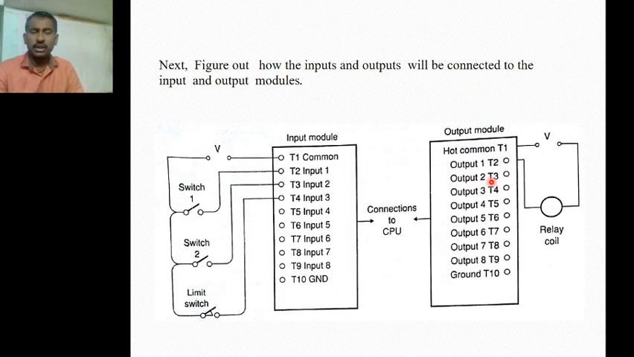Here we have three inputs. This is the connection diagram for this particular example. In the input module, we have three terminals, IN001, IN002, IN003, which are connected to switch 1, switch 2 and the limit switch. The output module has one coil, CR01. So this can be considered as one instruction.